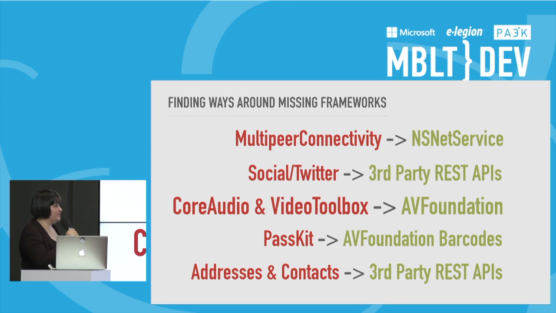We didn't find too many things that we were personally missing from the frameworks, but I've worked with other people who, for example, found that multi-peer connectivity isn't a framework that exists. A simple solution to that is to drop down to a lower level API, and you can use something like NSNetService. And for other things, you can use some kind of third-party REST APIs. And it's really important that if there is something that's missing and you can't find a way around it, to file a radar, because that's the only way that Apple will fix things.